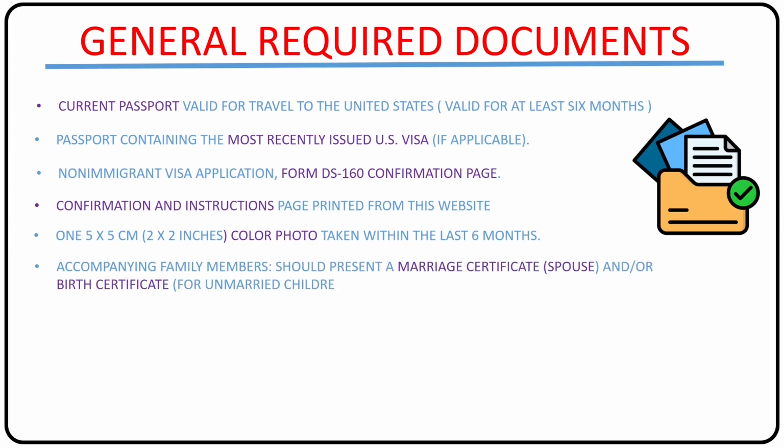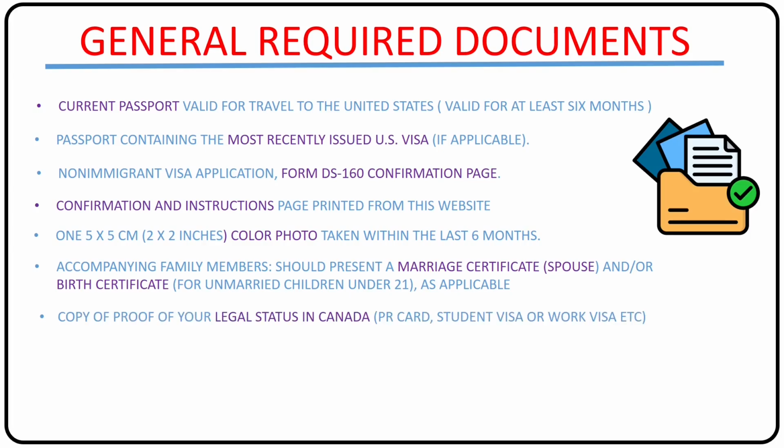For couples, make sure to carry a marriage certificate to prove your relationship to your spouse. Next, if traveling with a child under 21, carry their birth certificate. You'll also need proof of your legal status in Canada. If you're a permanent resident, bring your PR card. If you're on a student visa or work permit, bring your visa documents, preferably the originals, even if only copies are requested. Here I want to mention that the above listed required documents for a US visa, you can also find on your appointment confirmation email. Let's move on.